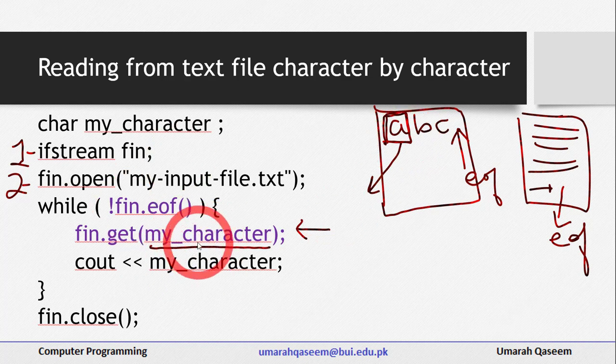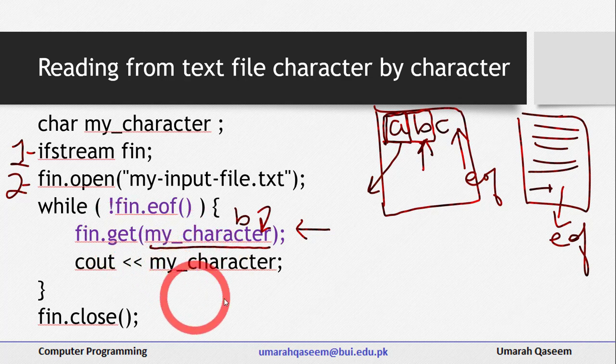This whole code is reading the file character by character. This function will get 1 character and save it in this variable. Then I cout that variable on the screen. In the next iteration of the loop, again, another character will be read. So the first character was read, it will now read this character, which is B, save it in this variable, and then I output it on the screen.